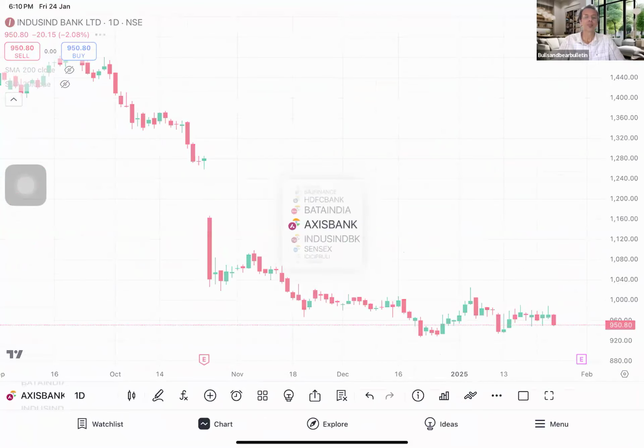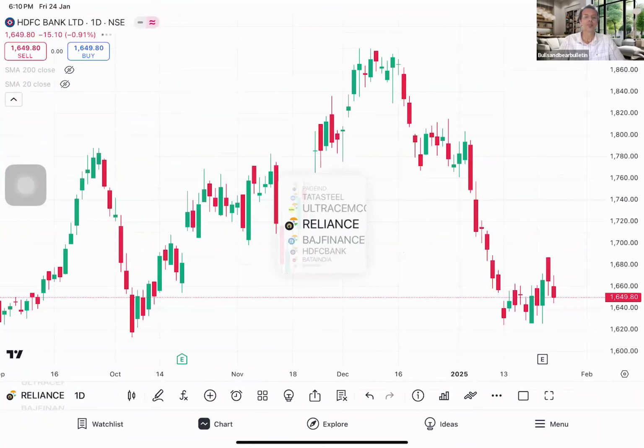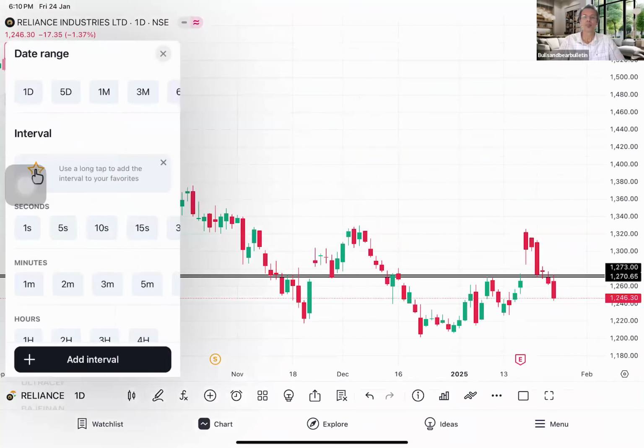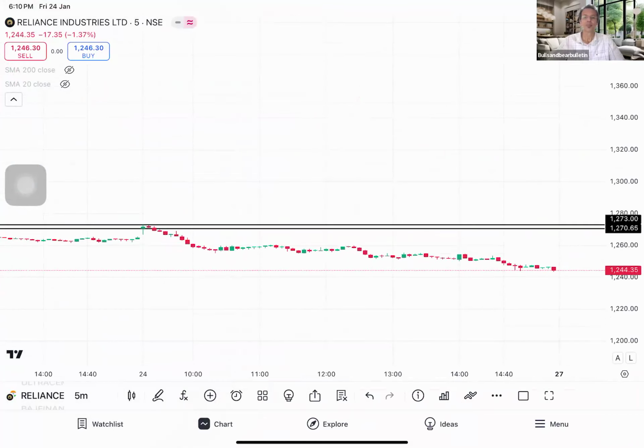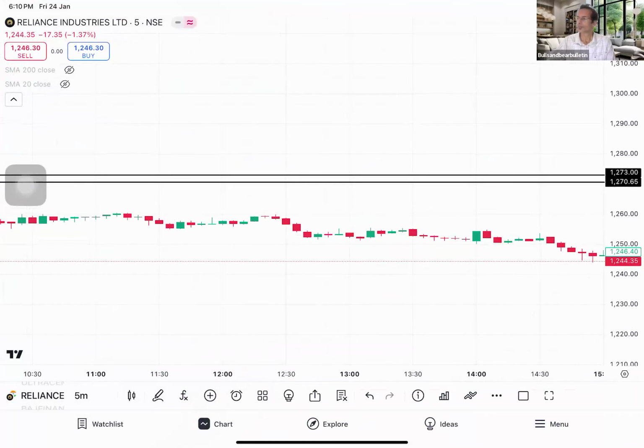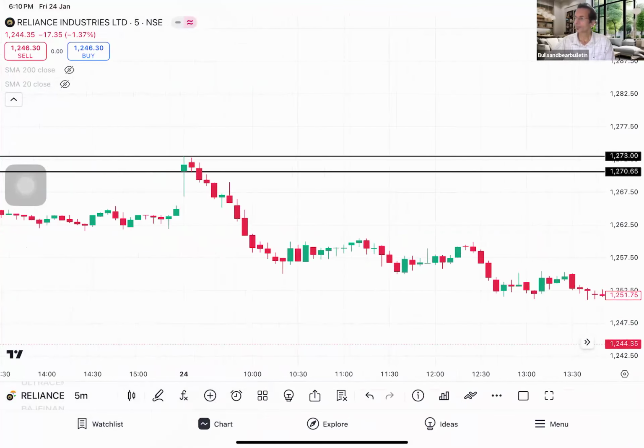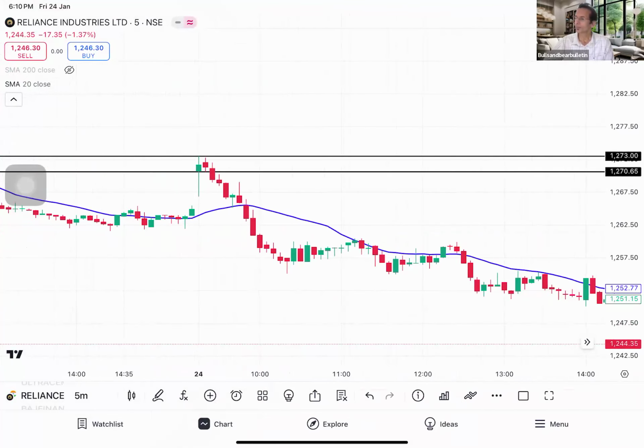Since it was on an intraday basis, I normally use a 5 minute chart for that. So this was today's chart. In my case, normally what I have on my chart are these two things: the 20-day and the 200-day moving average.